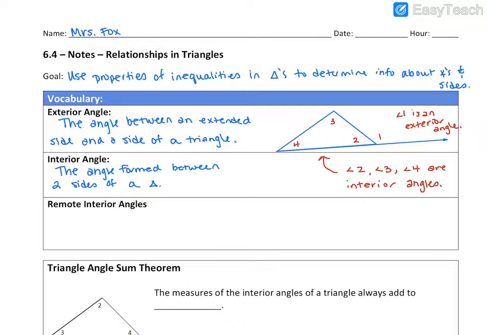The remote interior angles are the interior angles that do not touch an exterior angle. So you'll have remote interior angles to an exterior angle. Let me show you what I mean. I drew in the exact same diagram that we had up here. So we have this exterior angle 1. Angle 3 and angle 4 are the remote interior angles of exterior angle 1.